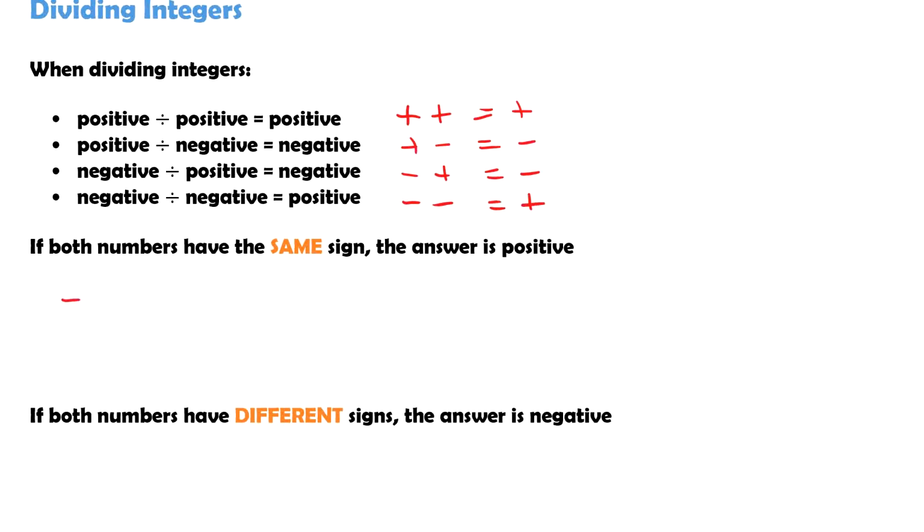So, if I have negative 6 divided by negative 3, that'll get me the answer of 2. 6 divided by 3 is 2. Both have the same sign, so my answer is positive. If I have 12 divided by 2, the answer is 6 because both are positive.